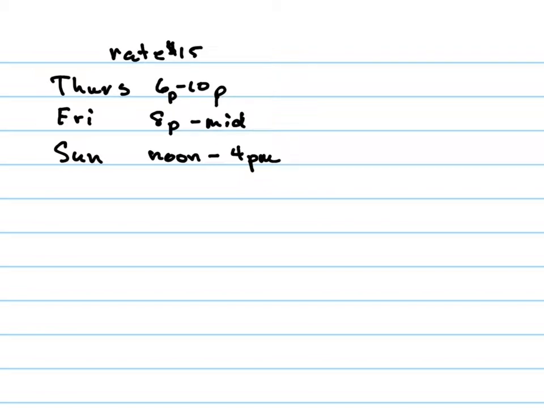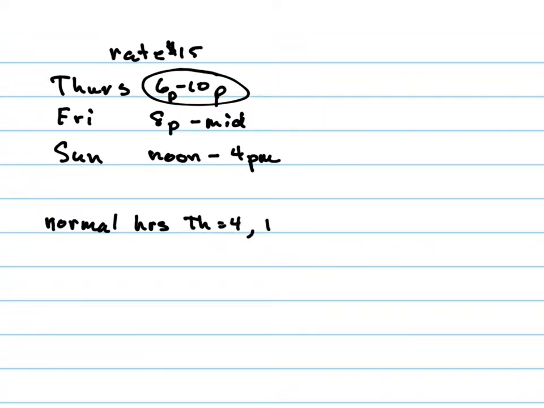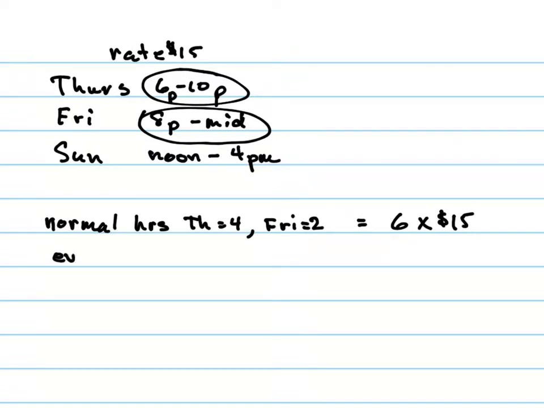So all we need to do is calculate the number of hours that he worked at different rates. Now, his normal hours were 4 hours from Thursday, and on Friday he worked from 8 till midnight, so from 8 till 10 gives you 2 hours of normal time. So in other words, 6 hours at his regular wage of $15 an hour. Again, pulled those from 2 different days, so be careful. Now, for evening hours, remember, he's going to get a different rate for evening hours.